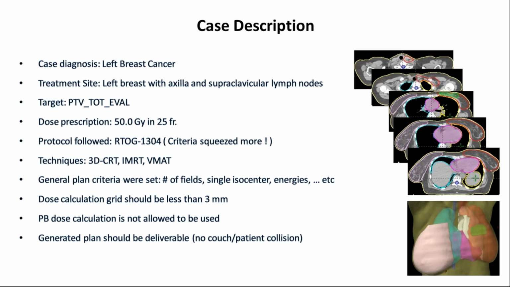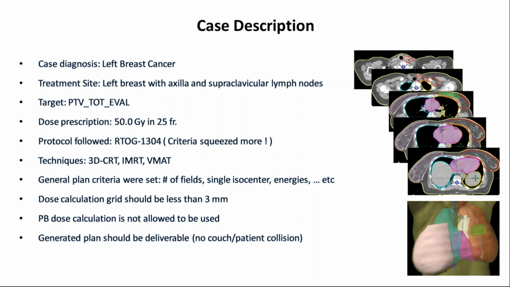Now, about the case description, I will not go into details about it. In general, it's just a left breast case, with axilla and supraclavicular lymph nodes. The total dose is 50 gray in 25 fractions. The protocol followed is 1304, and the criteria are a little bit squeezed. The techniques used were 3D CRT, IMRT, and VMAT. General criteria were also submitted as part of the data package. And pencil beam was not accepted. And also plans need to be deliverable.